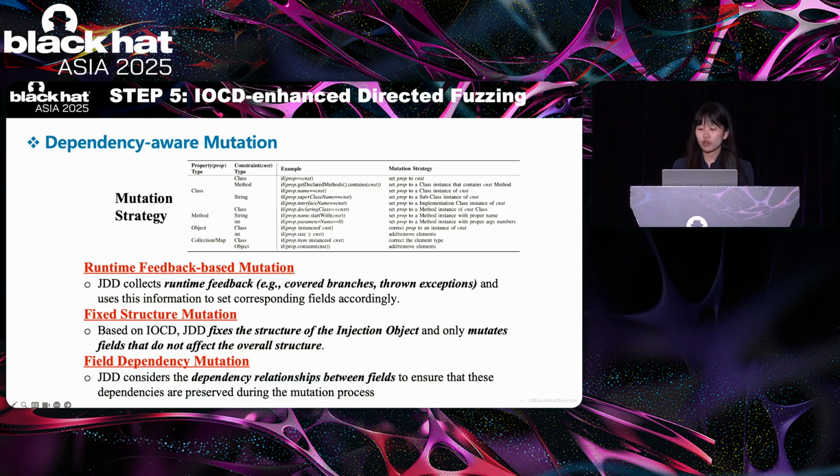Then we will inject the generated object into the target deserialization method and check whether it successfully follows the gadget chain to reach the sink gadget and trigger the expected exploit behavior. If it does, the chain is marked as exploitable. Otherwise, JDD will apply these 3 mutation strategies to mutate the object accordingly.